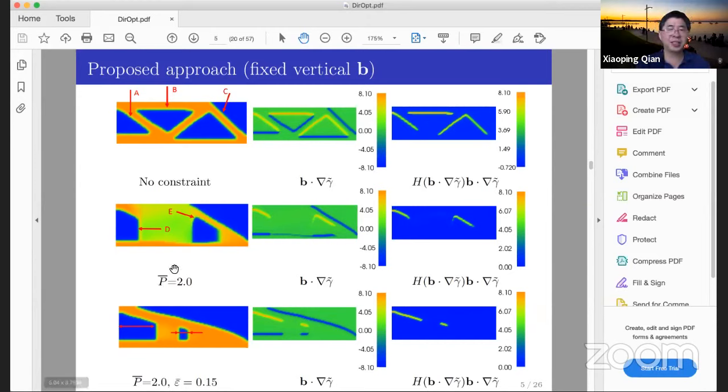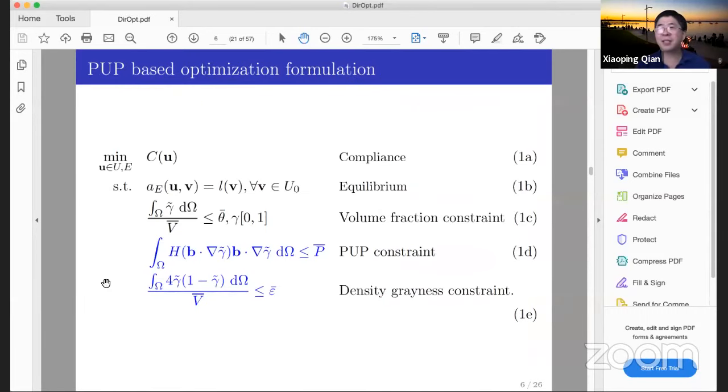So in these two designs, the horizontal lengths are both two. For example, here, the horizontal length is two. Of course, one has higher greyness, the other one has lower greyness. But the PUP measure, its integral, measures the horizontal length that needs support structure. So that is the basis of our formulation.